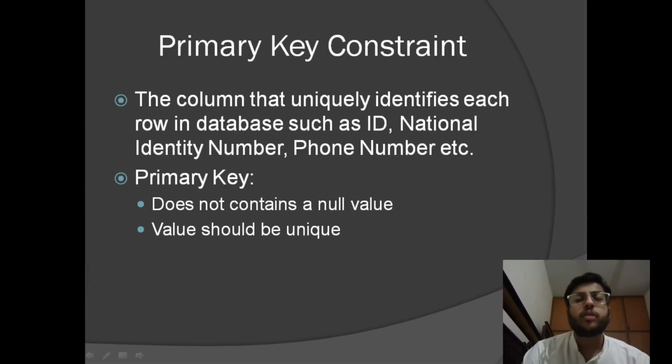Now moving on to the primary key constraint. The primary key, as I told you in my previous video, is a column that uniquely identifies each row within the table, right? Now here are two features of the primary key.